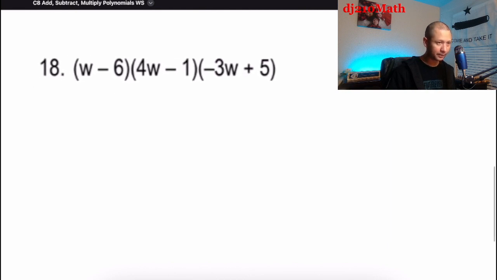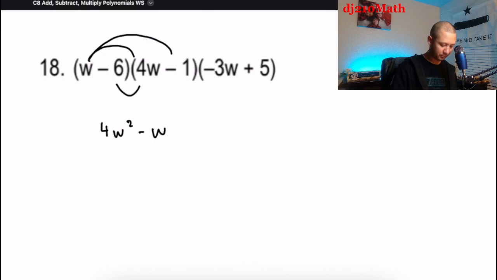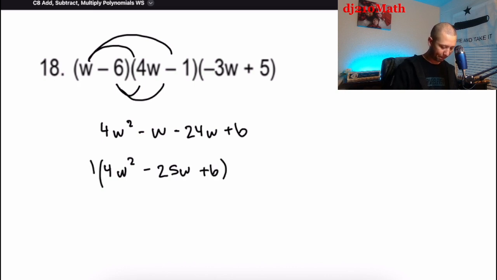Okay, we're almost there. 18. Do the first two. 4w squared minus w minus 24w plus 6. Combine the two middles. 4w squared minus 25w plus 6. Times negative 3w plus 5.